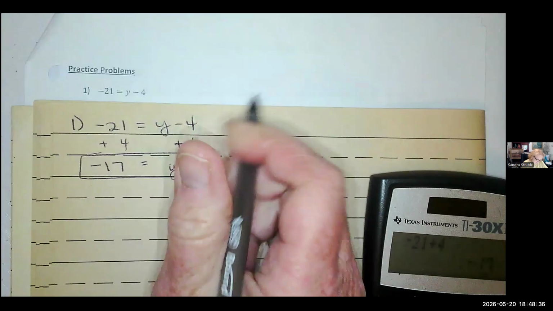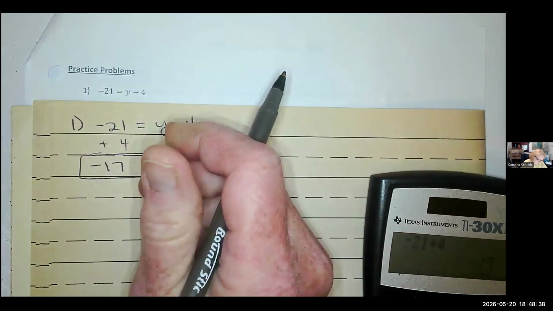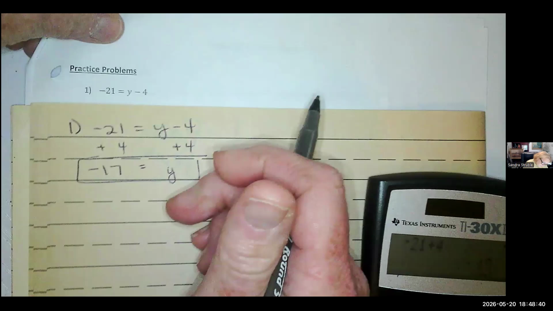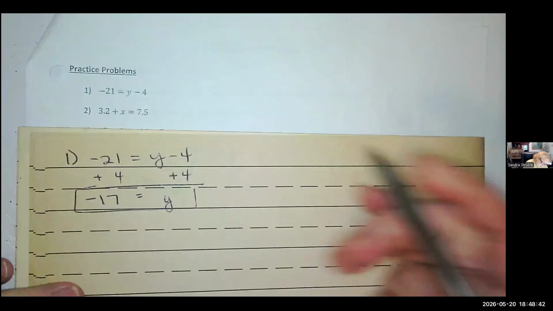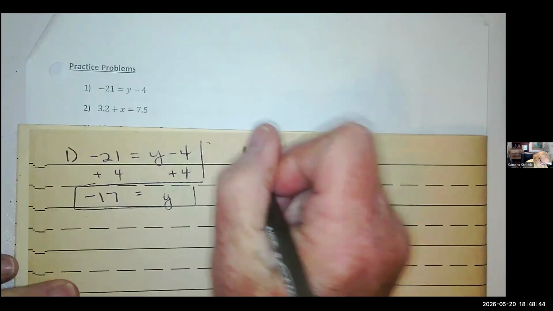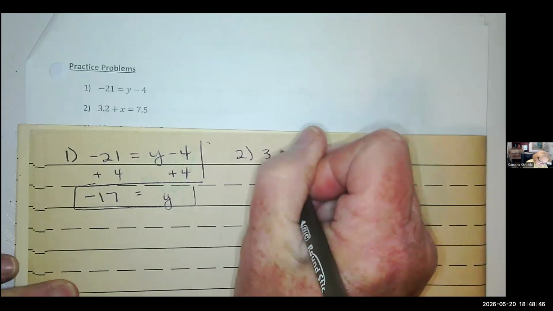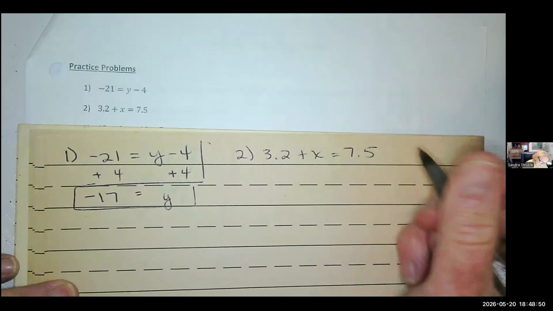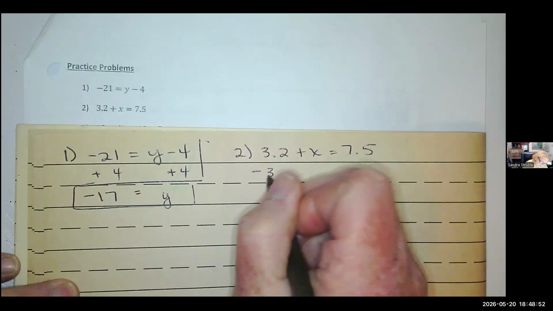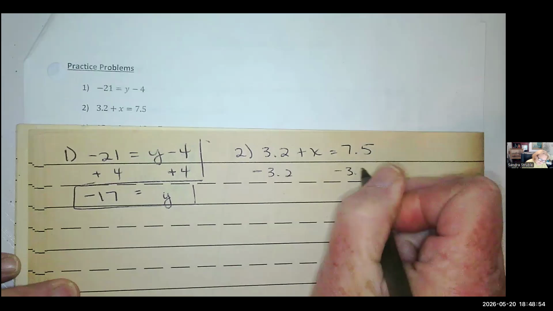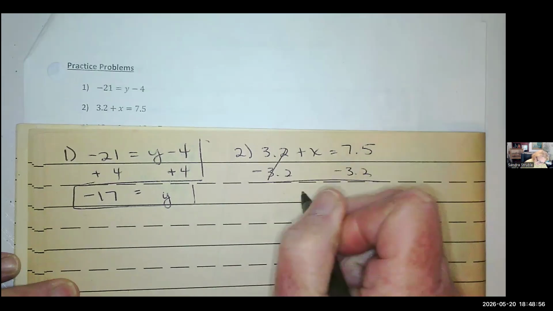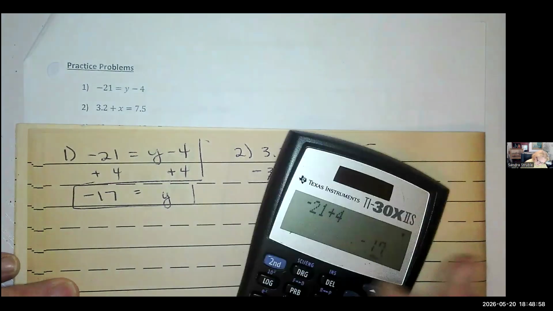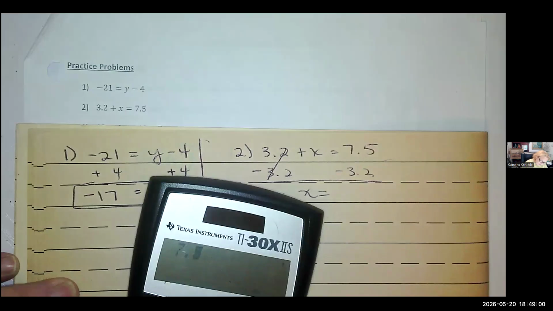All right, the next one, number 2, is 3.2 plus x is equal to 7.5. Subtracting 3.2 from both sides. Gone. x is equal to 7.5 minus 3.2, and that's 4.3.